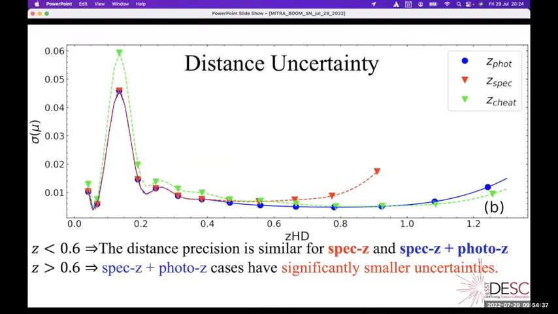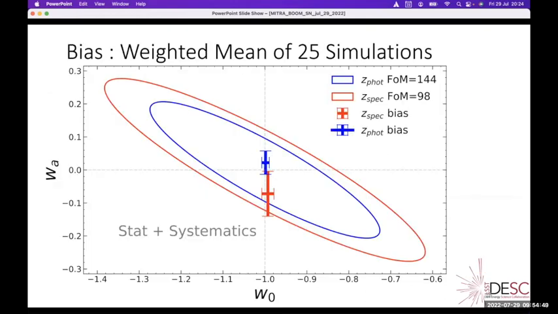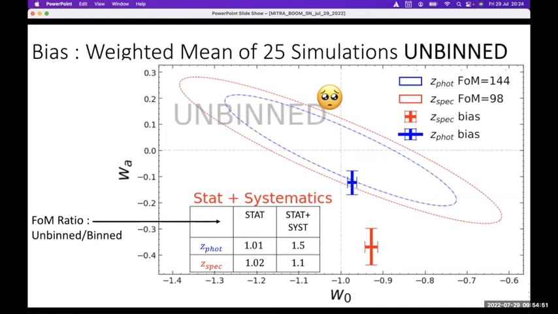Can I ask a follow-up? For the issue that you were saying with the unbinned sample, are the biases different there if you use Z cheat as well? Right, we have been recently speculating on this question, but I haven't done that comparison with Z cheat for unbinned, but I'm interested to look into that.